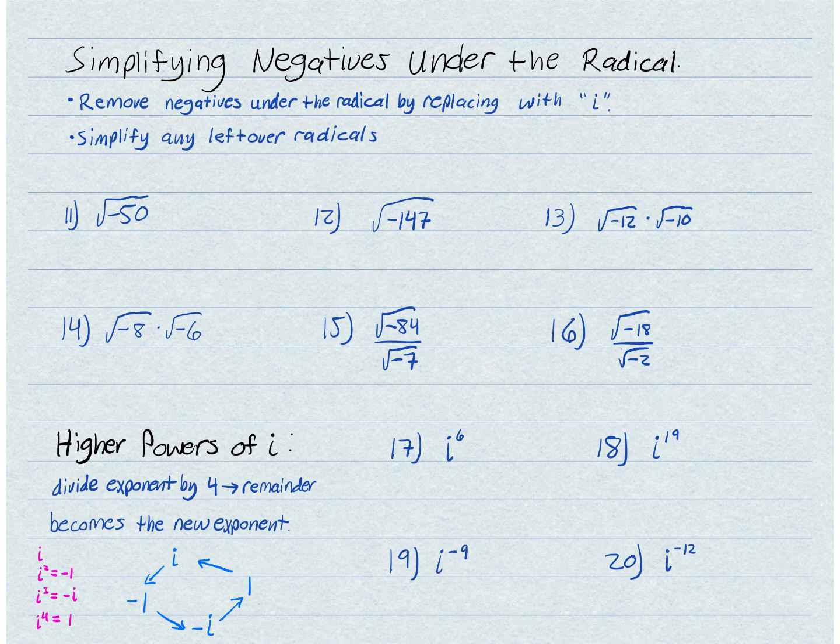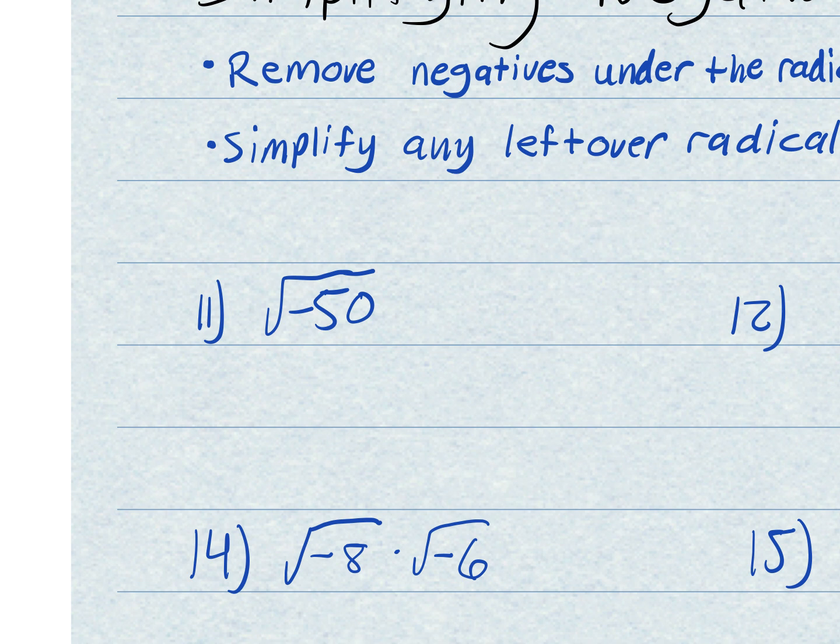All right, so now we get into simplifying negatives under the radical. To do these, you want to remove any negatives under the radical by replacing it with an i, and then you want to simplify anything else that's left over. Something like number 11, we have a negative under this radical. So again, you can replace that with an i. Just to write it out, and I won't write it out like this every single time, we're going to get square root of negative 1 times the square root of 50.